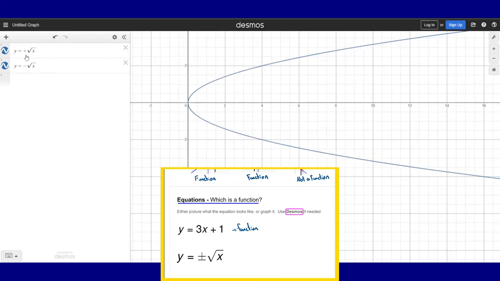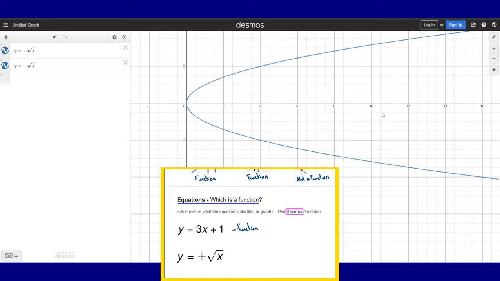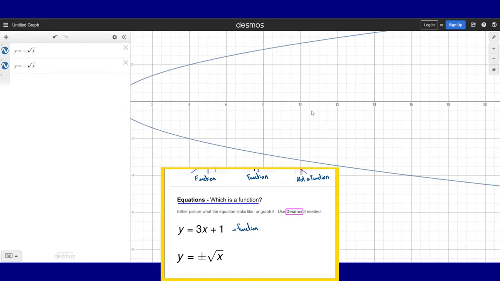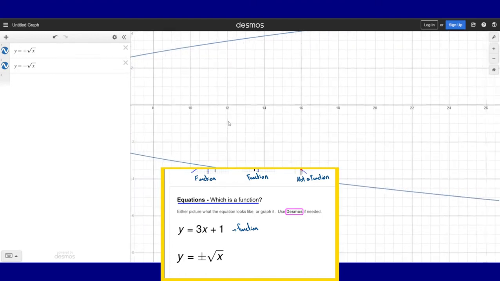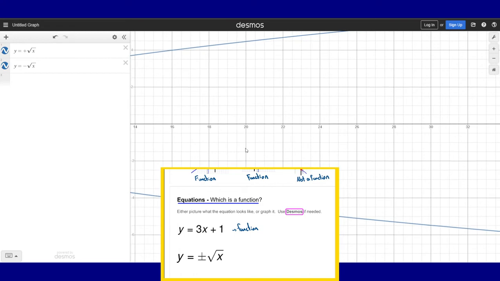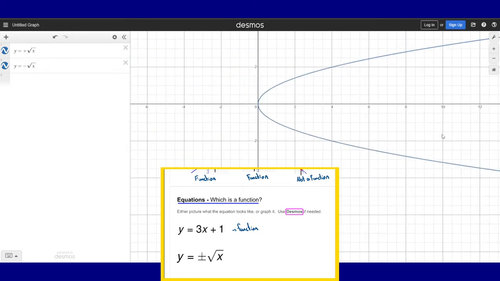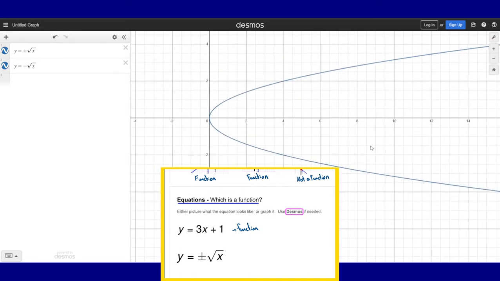If I take a look at my graph, I can see that if I were to take a vertical line, say we just imagine the edge, you can see that we're hitting 2 points every time with that vertical line. So I'm hitting 2 points on that relation. So that means that the second one is not a function.